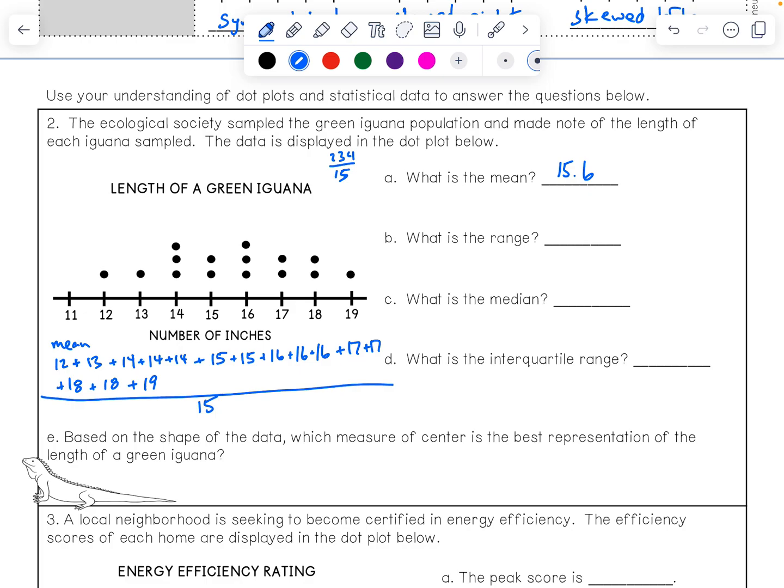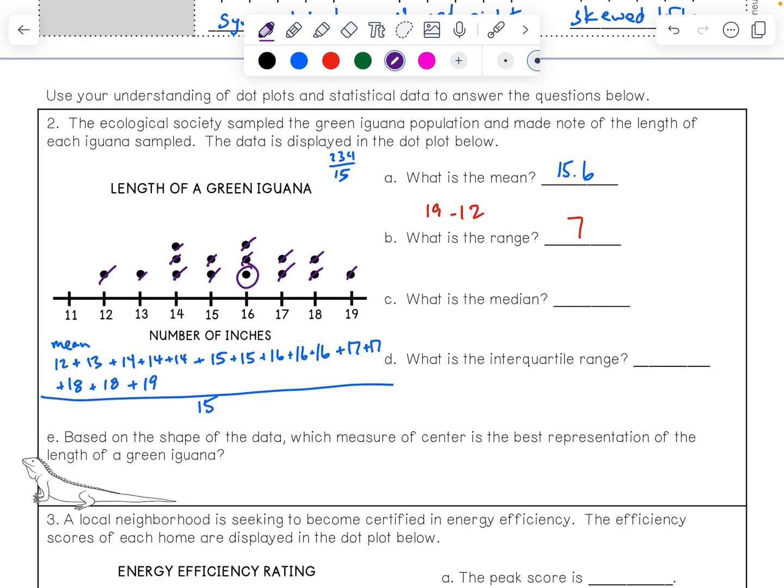What is the range? The range is the biggest number minus the smallest number. So that is 19. Let's use a different color. That's going to be 19 minus 12, and 19 minus 12 is 7. What is the median? That's the middle number. Let's find the middle number by scratching off the sides. 1, 1, 2, 2, 3, 3, 4, 4, 5 left, 5 right, 6 left, 6 right, 7 left, 7 right. Looks like we have a single number because I've scratched 7 on each side.